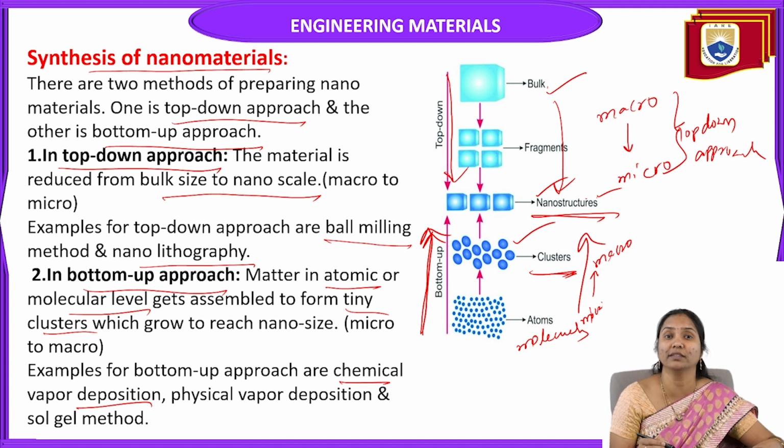It includes, as the best examples, chemical vapor deposition, sol-gel method, chemical reduction method, or physical vapor deposition, etc. These are the best examples of the bottom-up approach. So in this way, we can synthesize nanomaterials by using these two types of techniques, top-down approach and bottom-up approach.